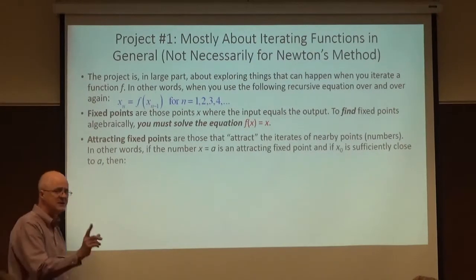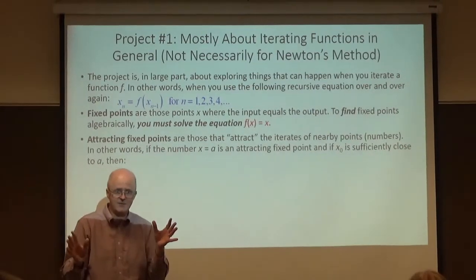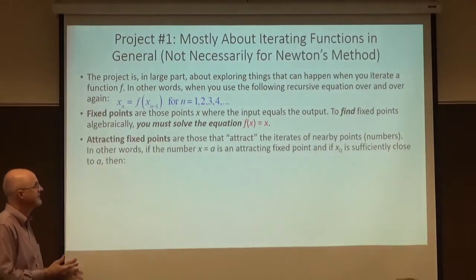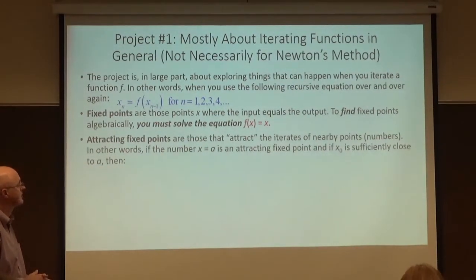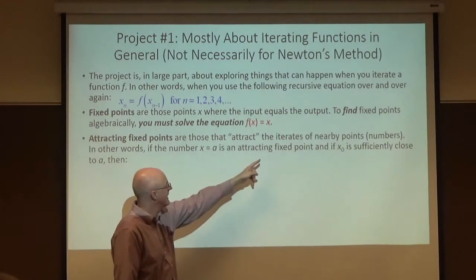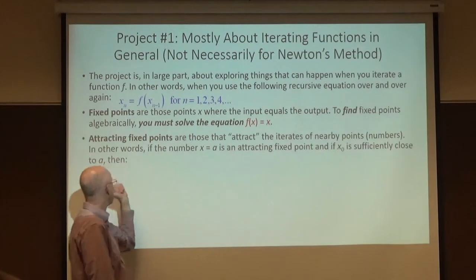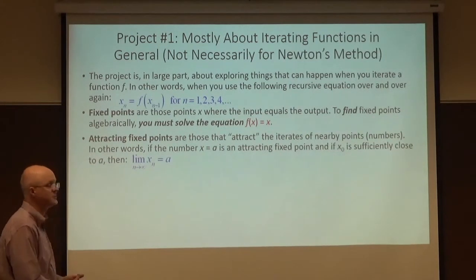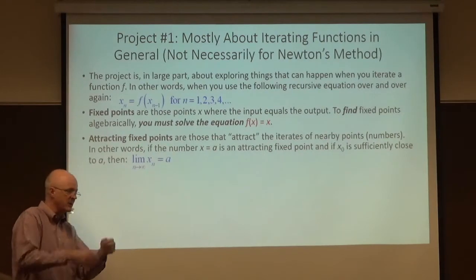Attracting fixed points are, first of all, fixed points, not just any point. They are fixed points that attract the iterates of nearby points. In other words, numbers. If A is an attracting fixed point, and if x0 is sufficiently close to A, then xn approaches A as n goes to infinity.